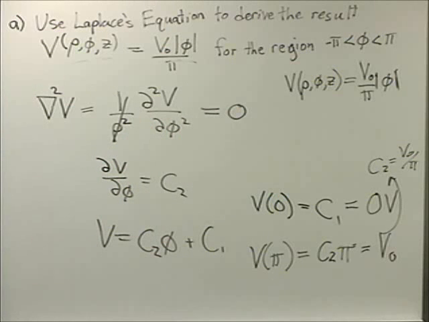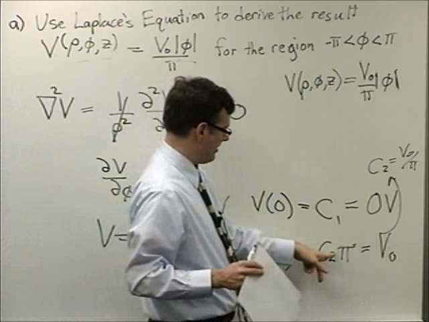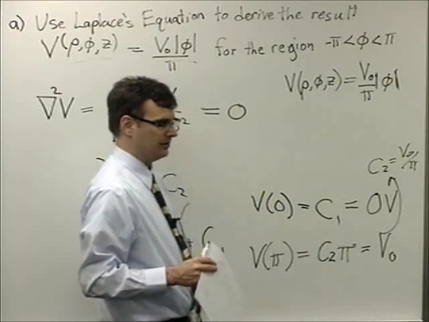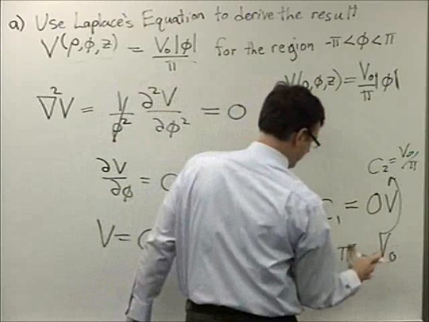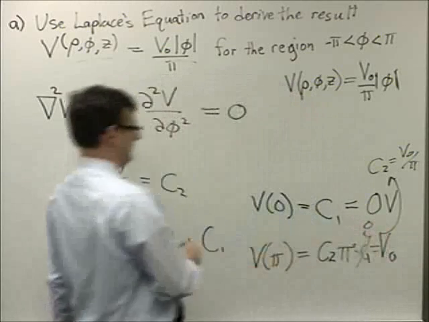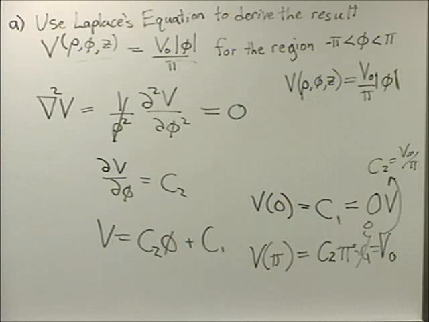Also, if you plug in pi for V, would it be C2 pi plus C1? Yes, it would be C2 pi plus C1, but C1 from the previous step was 0. So I should have written that down. Plus C1, but it's going to 0. Why was C1 0 again?